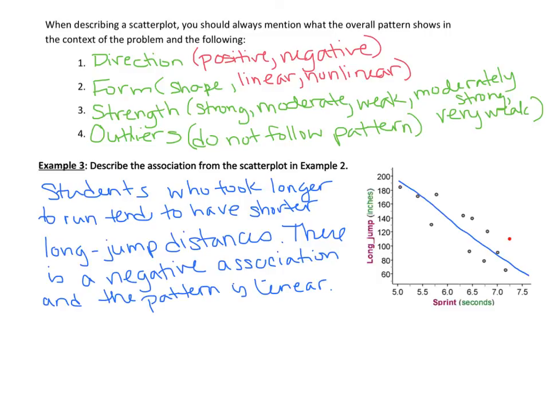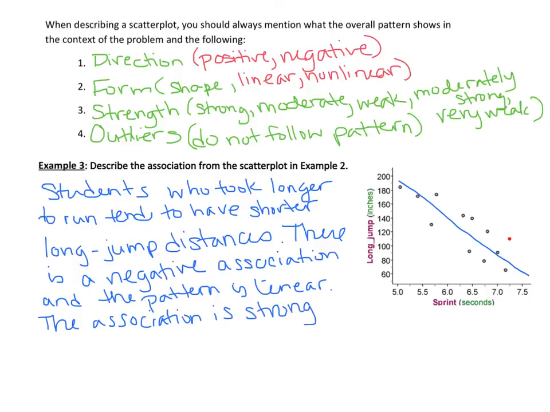So the next thing is you have to look at the line and determine how close those points are to the line. And I'm actually going to say that they're fairly close. Once you see a lot of these plots, you'll see that a lot of them have points all over the place. So this one, I'm going to say the association is, you can either say it's moderately strong or you can say it's strong.